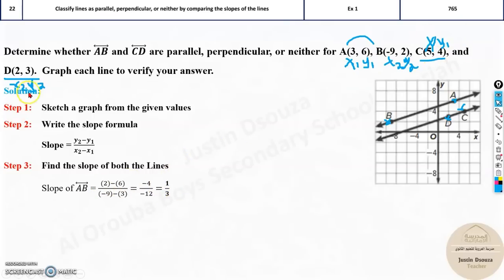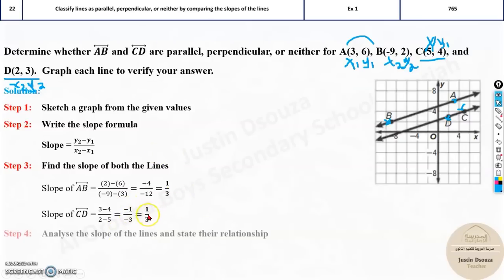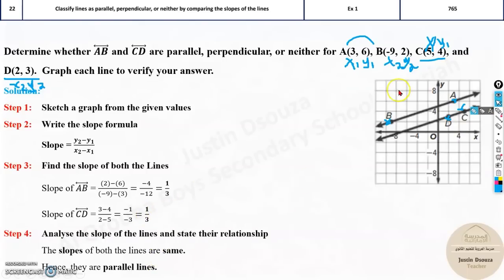Now find the slope of the line CD. Same thing, that is 3 minus 4 divided by 2 minus 5. You will get the answer, -1 by -3. It's 1/3 again, positive 1/3. The slopes are the same, and we must remember if the slopes are the same, they are parallel lines. That's it. So yes, these are parallel lines. That would be the answer.